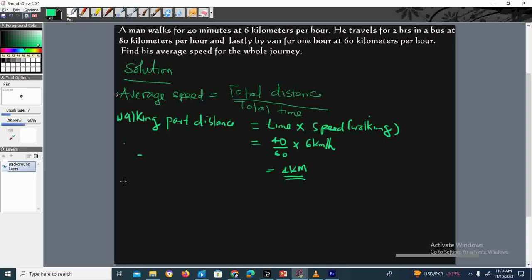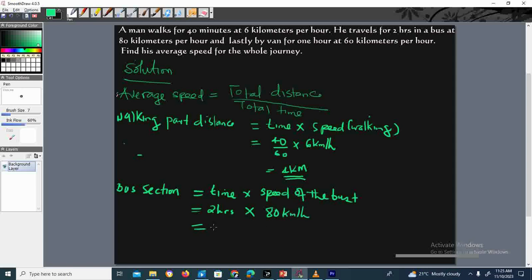Then after that, we have the section that he traveled using the bus. The distance is going to be given by the time that he traveled by bus multiplied by the speed of the bus. He traveled for 2 hours by the bus, and the bus was moving at a speed of 80 kilometers per hour. So the bus covered 160 kilometers.